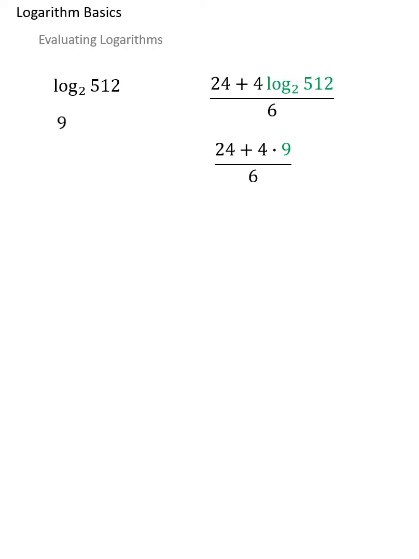You would work out the numerator first. In the numerator, we'll do the times first. So 4 times 9 is 36. 24 plus 36 is 60, and 60 divided by 6 is 10. This is not a difficult simplification, but it's important to note that when a logarithm appears in an expression, you treat it as if it were part of the order of operations, and you simplify that logarithm first.